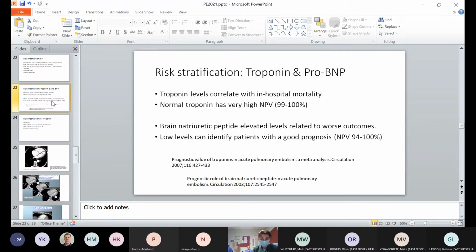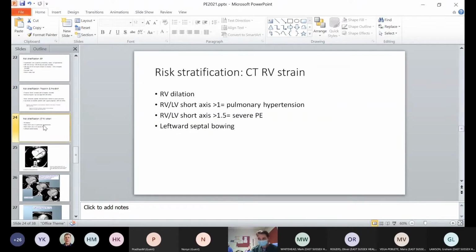The next step, we start talking about troponin and proBNP. Studies show that abnormal troponin and proBNP, showing right ventricular strain, are associated with worse outcomes for these patients. Another important thing on CTPA is to pay attention to the right ventricular strain. And I'll show you images.